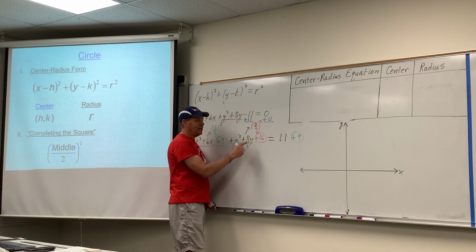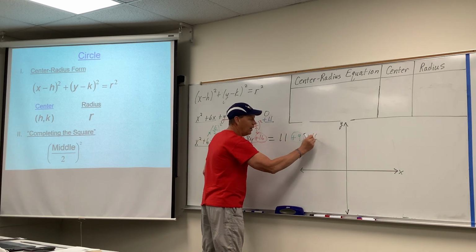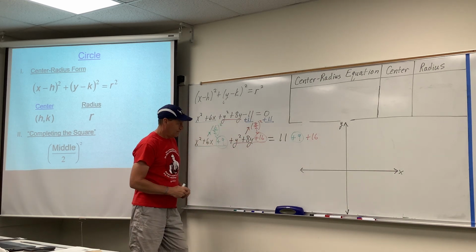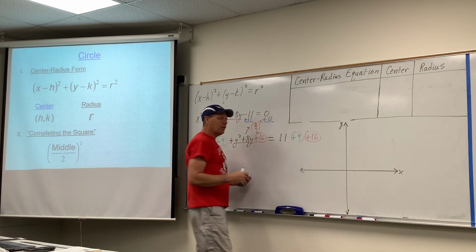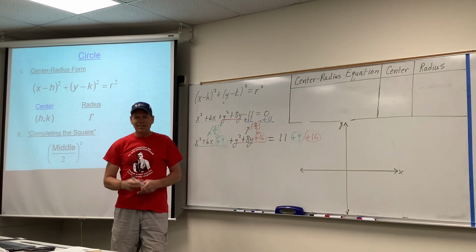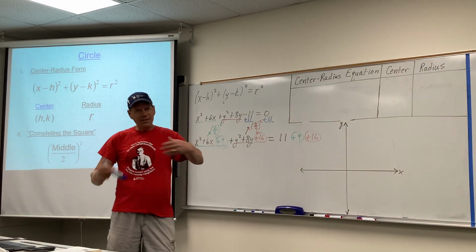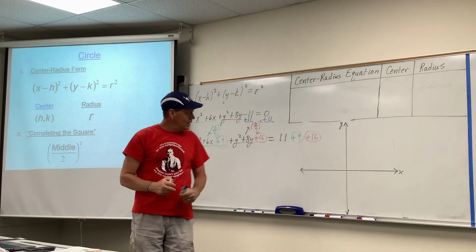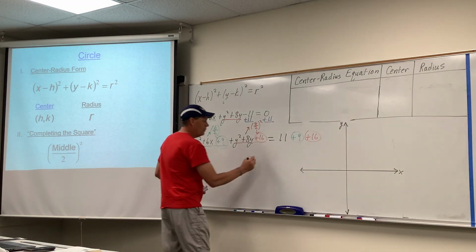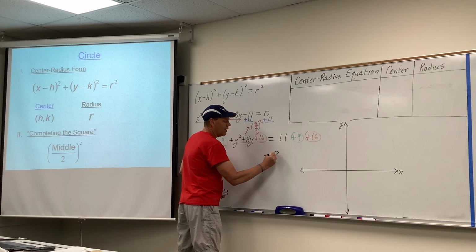We just added 16 to the left. We better add 16 to the right to keep it balanced. So it's all good algebra. As long as you add 16 to this side, do it to that side, everything is still equal. So this side of the thing becomes 36.